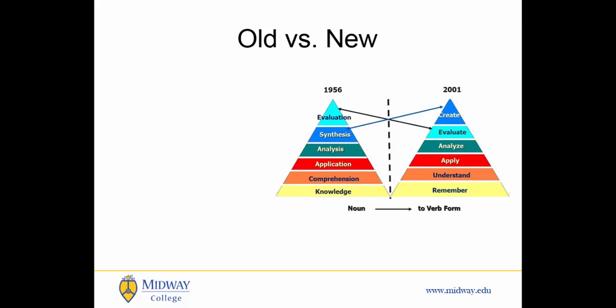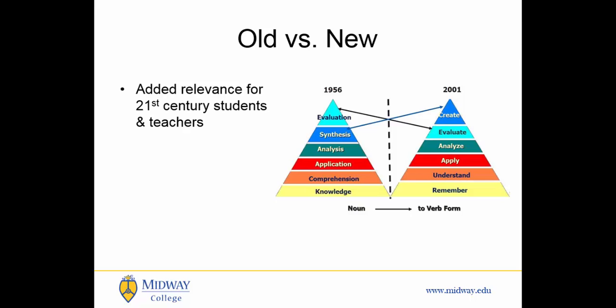During the 1990s, a former student of Bloom's, Lauren Anderson, led an assembly which met for the purpose of updating the taxonomy, hoping to add relevance for the 21st century students and teachers. Published in 2001, the revision included several seemingly minor, yet actually significant changes. The changes in terminology between the two versions are perhaps the most obvious. The 6 major categories were changed from noun to verb forms, and additionally the lowest level of the original, knowledge, was renamed to remembering.